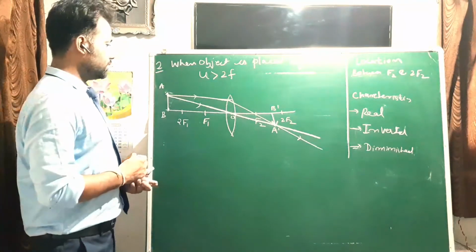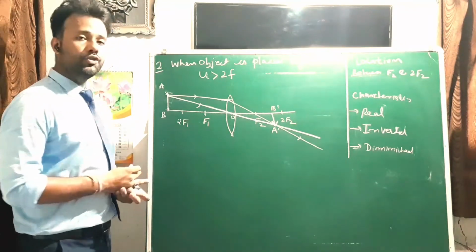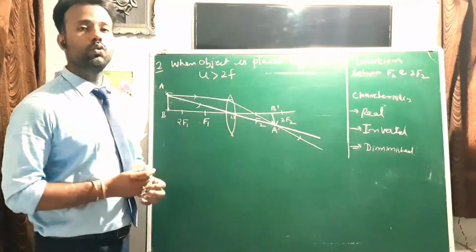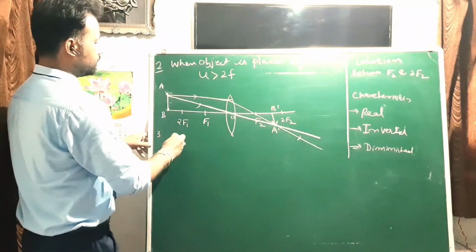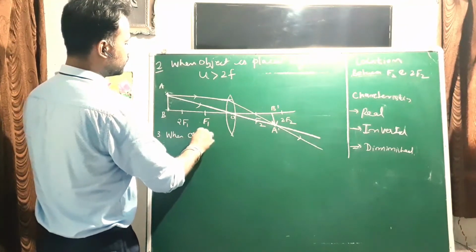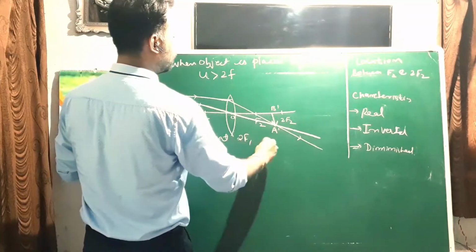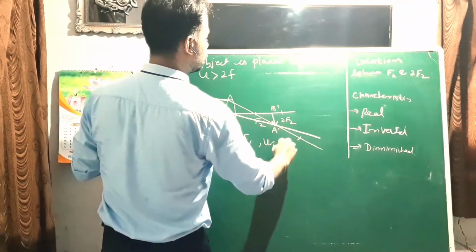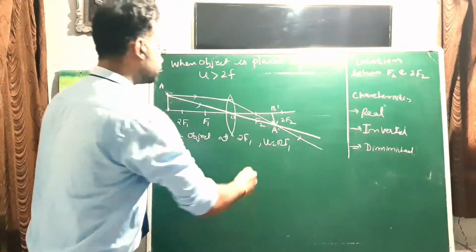Now let's see another one in which the object is placed at 2F1. Okay, so I'm writing here the third case. It is when the object is at 2F1, that means u is equal to 2F1. So let's make the diagram.